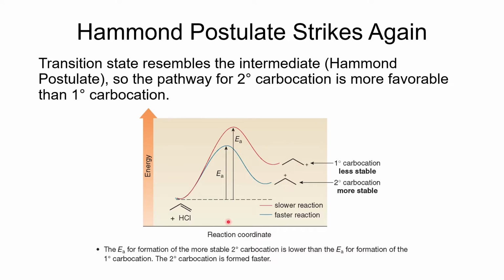So, because the activation energy here is smaller, this reaction goes much faster, and we just don't see the formation of primary carbocations. Primary carbocations are really not very stable, so that means this energy is going to be quite high.